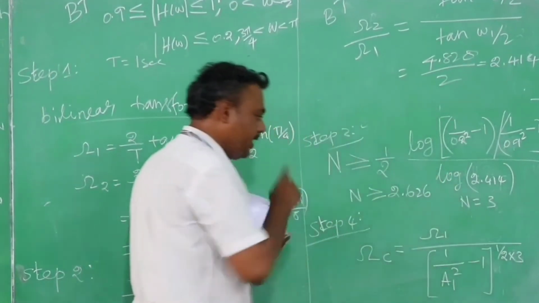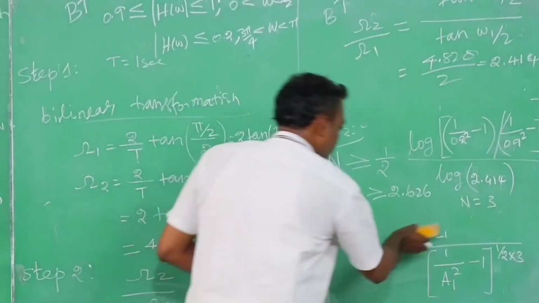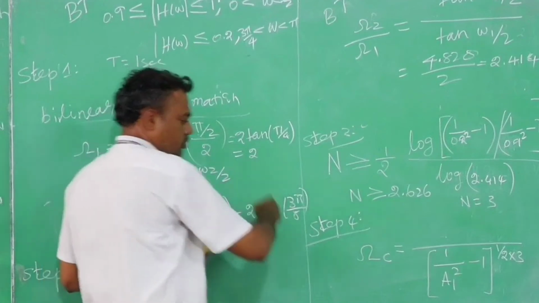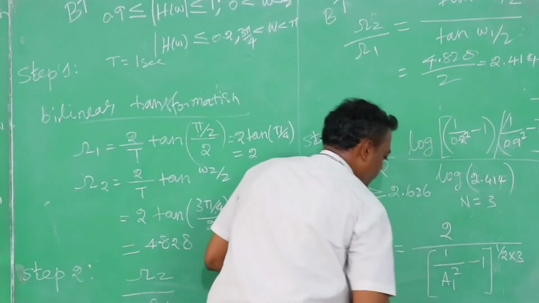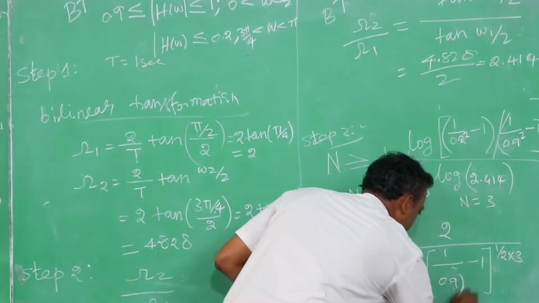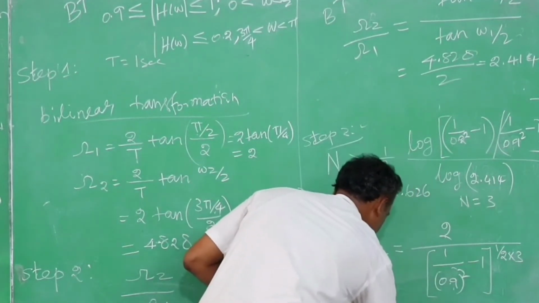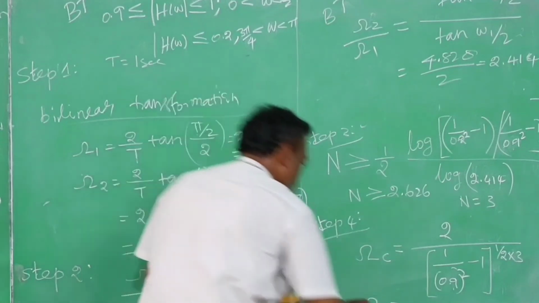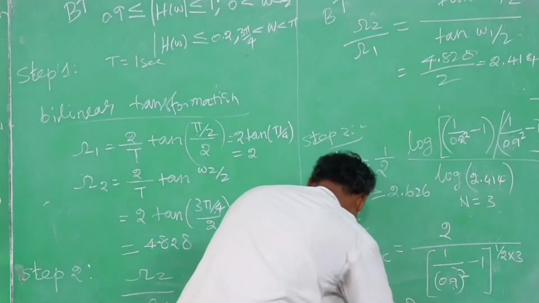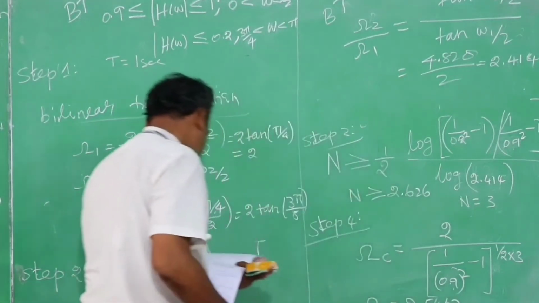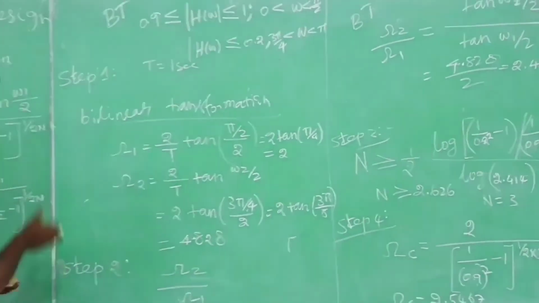You can get 1 by 6, and you can substitute the Omega value 2 and A1 as 0.9, so 0.9 squared. Finally, you can get Omega C equal to 2.5467.